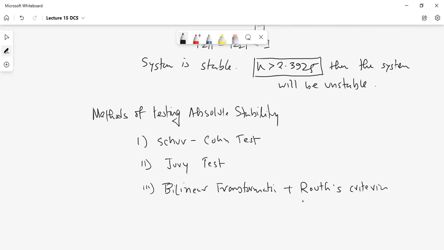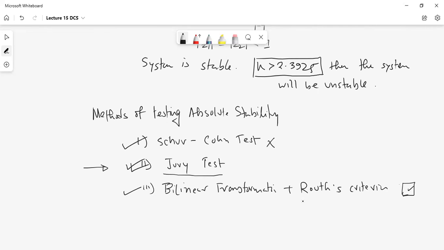This one is complex, manipulation is required, and this one is also complex. Compared to these two, this one actually involves less computation and is easier to comprehend. This one is not discussed in the book, and a small demo is also given on it. So an introduction is given, and if you want, you can go about it. Basically, we will focus on the Jury test for the stability criterion.